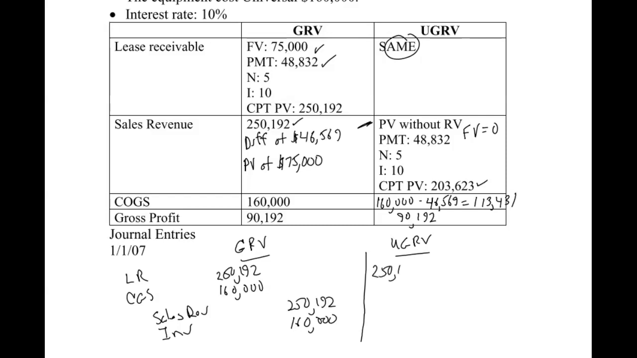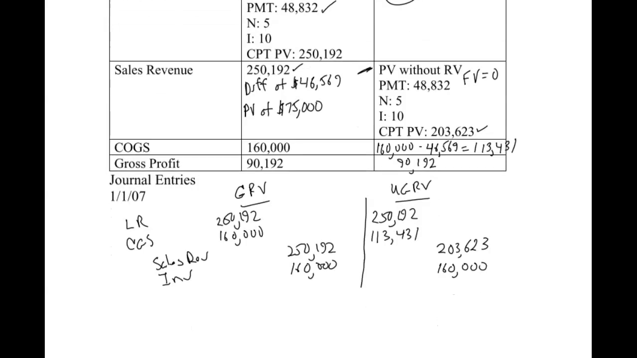So we'll have 250,192. Cost of goods sold was 113,431. The sales revenue 203,623, and then this is the 160. All right. So notice the difference. The first journal entry is going to be different between guaranteed and unguaranteed. But then after that, everything's the same. So when we receive our first payment, we're going to have cash, reduce the lease receivable by 48,832, and it doesn't matter whether it's guaranteed or not when we get to this point.